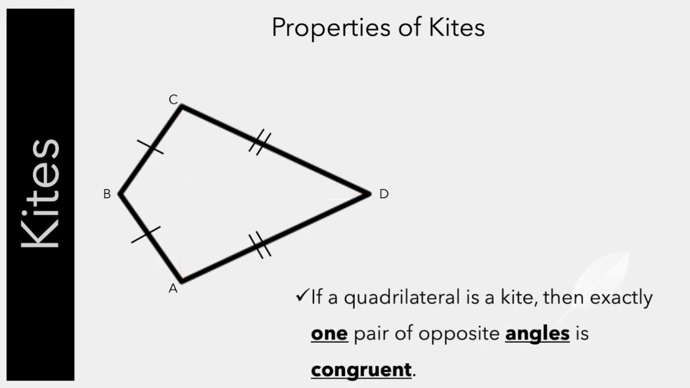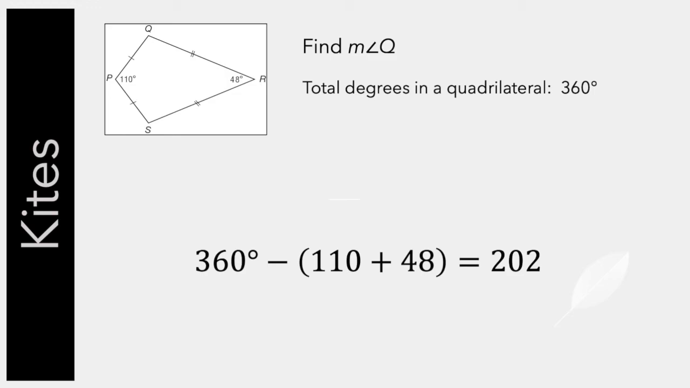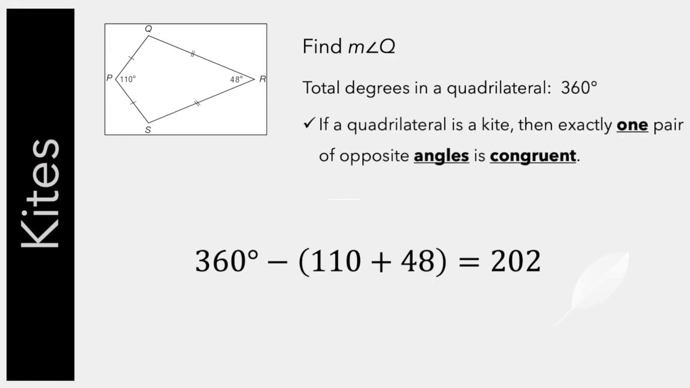We know that if a quadrilateral is a kite, then exactly one pair of opposite angles is congruent. So like the head and the tail, those would not be congruent angles. So let's use that information to find angle Q. This is a quadrilateral, so the total degrees inside a quadrilateral is 360 degrees. We have two angles that have been labeled for us, 110 and 48. So let's subtract those from 360, and we get 202 degrees left. We can take that and divide it by 2 because we know that those opposite angles are congruent. So 202 divided by 2 is 101. That's the measure of angle Q.